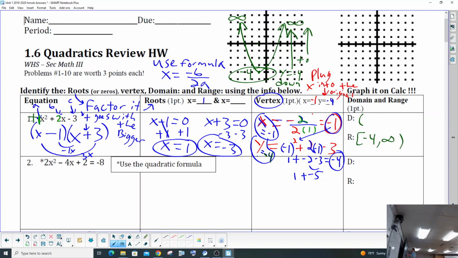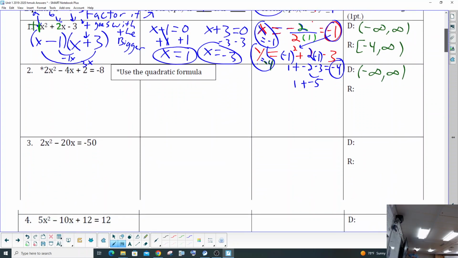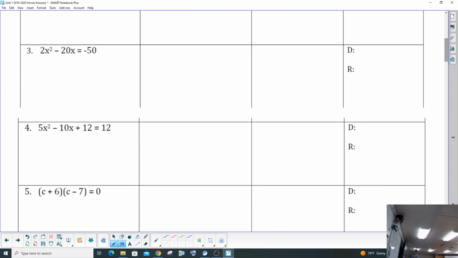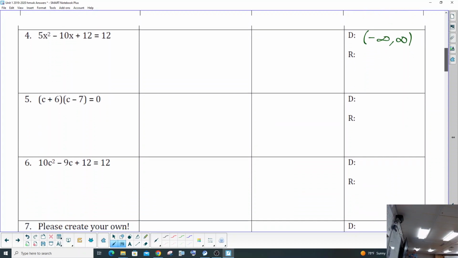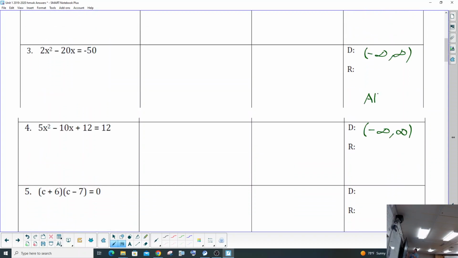And the domain for all these will be the same, because you're basically going this way forever slowly, and you're also going this way forever slowly. So the domain will be negative infinity, positive infinity. For all these quadratics, just like absolute value, for number 3, 4, 5, 6, negative infinity to positive infinity, all real numbers. That's for the domain, not the range.